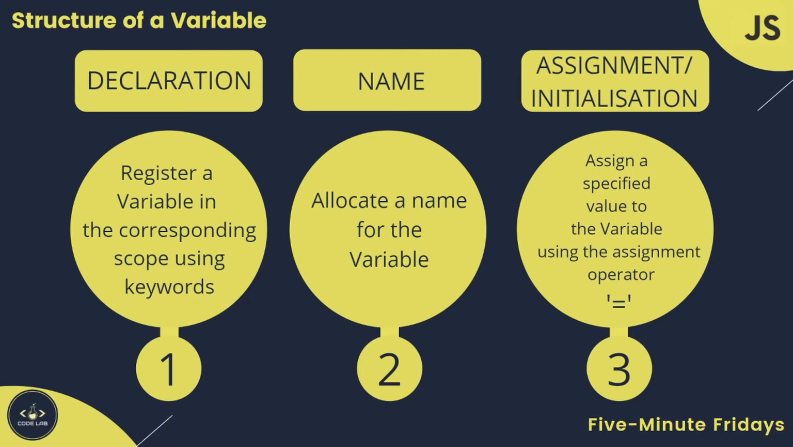However, after you declare a variable, the container is empty, or the declaration is empty. So that is when we bring the third part in and we assign a specified value to the variable using the assignment operator, which is an equals sign.